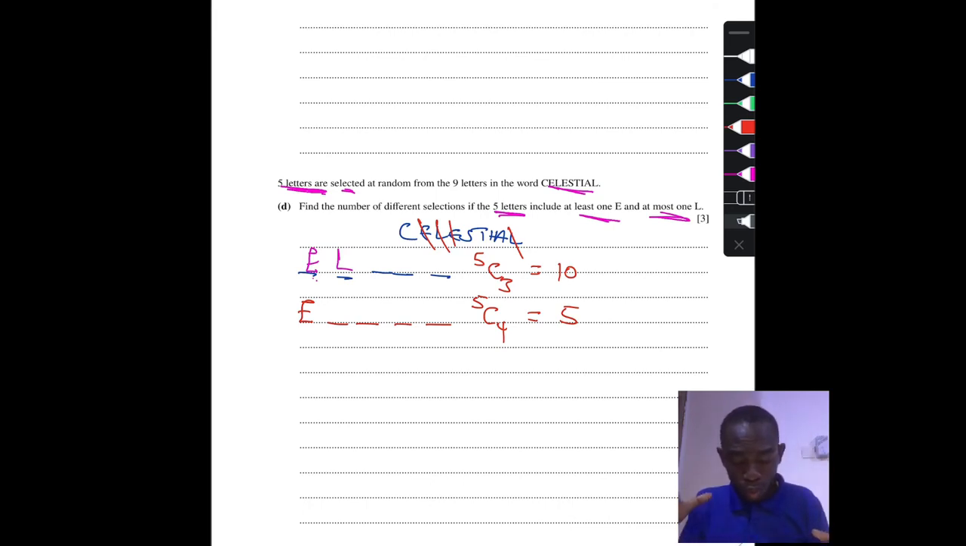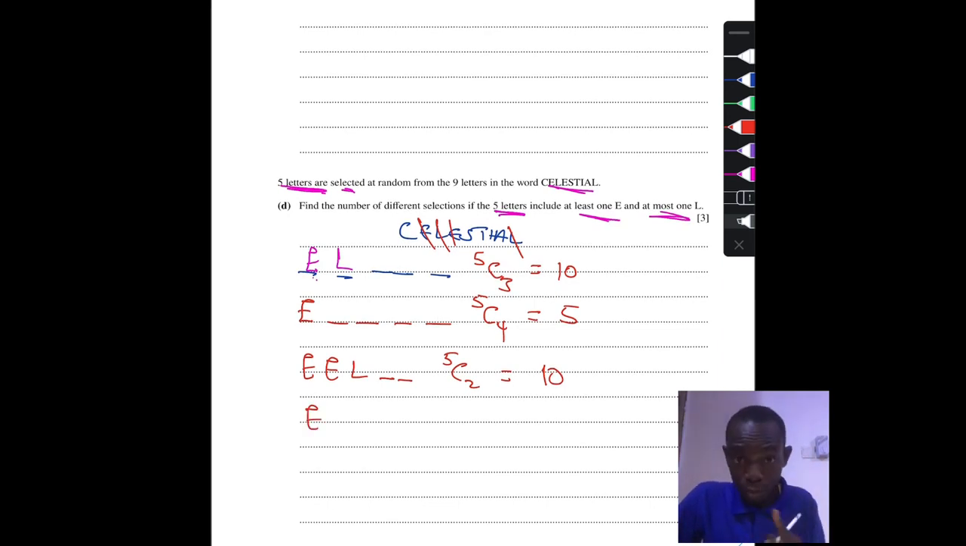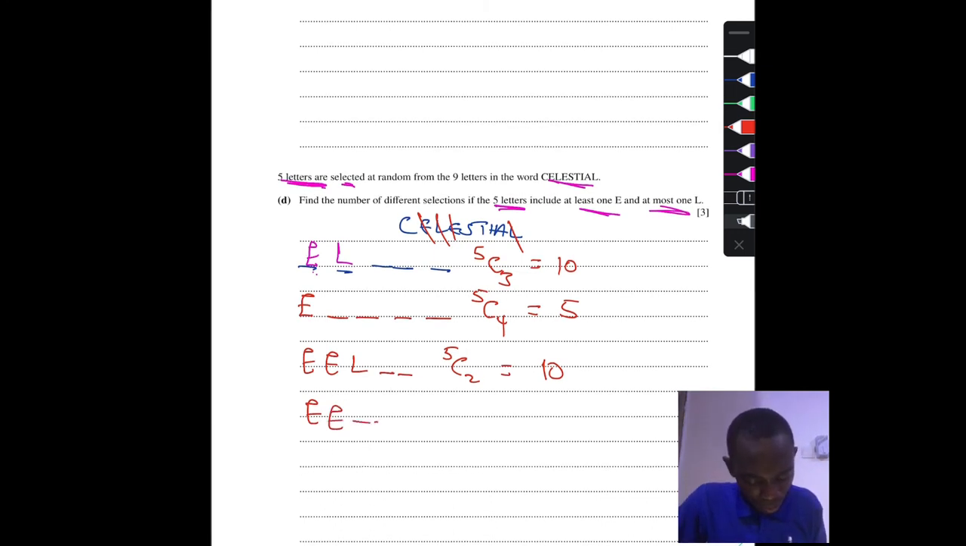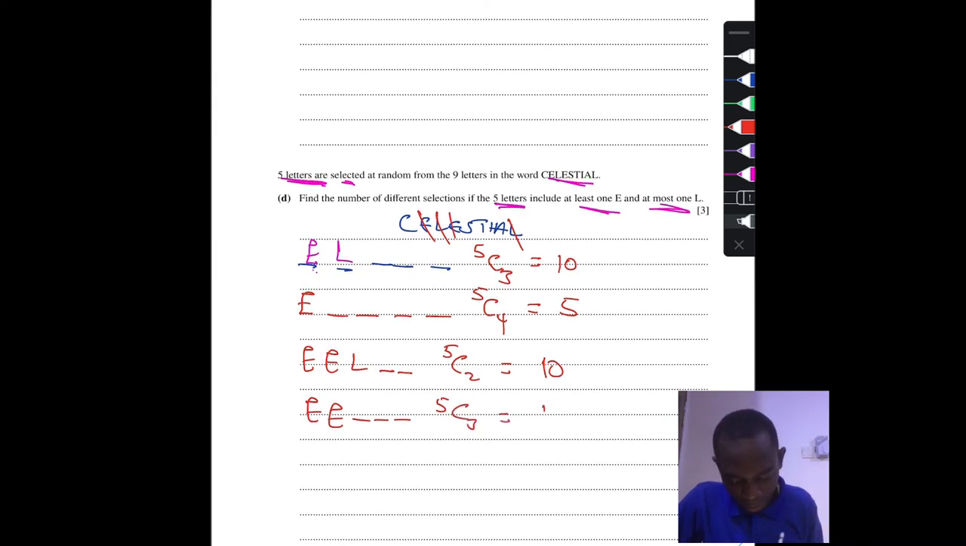Let's go and do 2 E's because there's at least. So 2 E's, E, E. Let's do 2 E's with 1 L. So let's include the L. That means we have 2 slots to fill. So we have 5 combination 2, and that is 10. Now let's do 2 E's and no L. Since at most 1 L, we've done the 1 L, we have to do the 0 L's. So that means we have 3 slots to fill. So that's 5 combination 3, and that is 10.